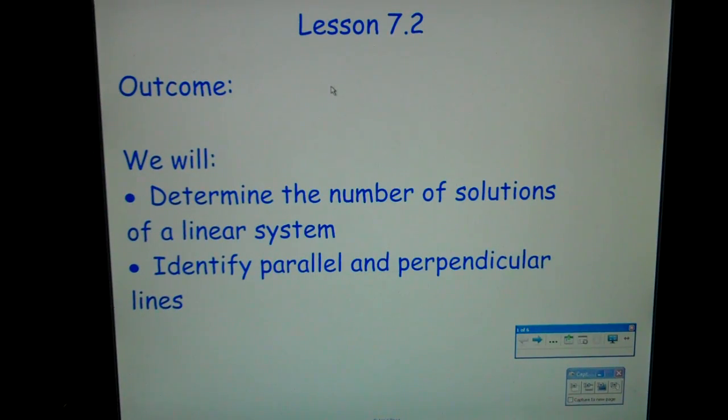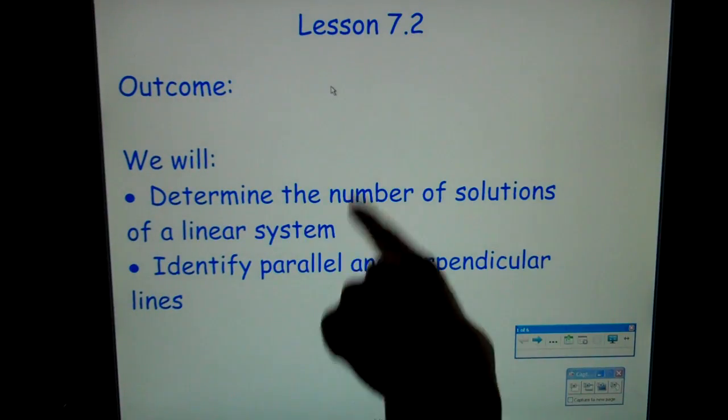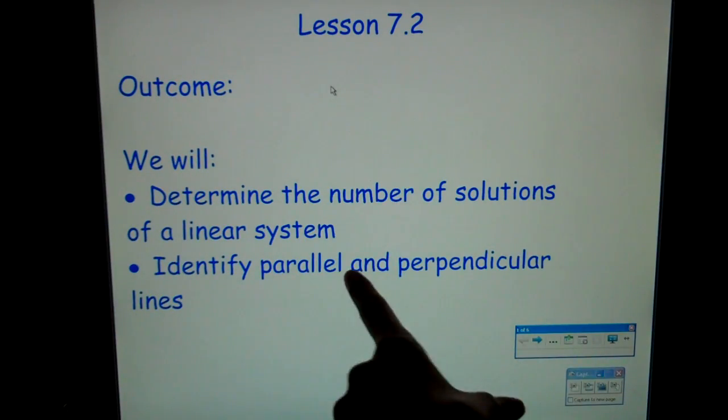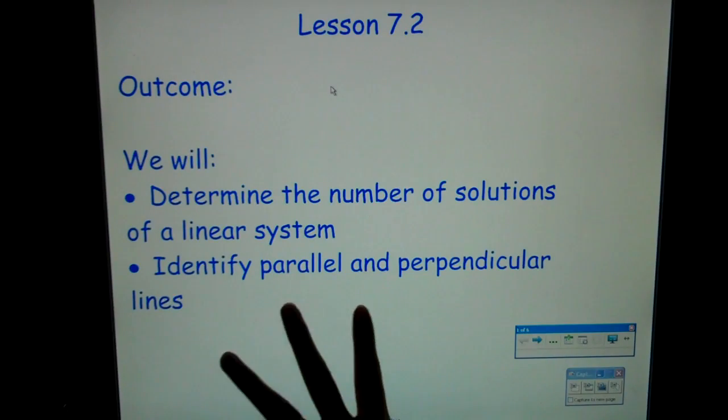Lesson 7.2, your outcome. Determine the number of solutions of a linear system. Identify parallel and perpendicular lines. I've noticed some of you have started to drop writing this. You don't write it anymore. You need to pause and write down your outcome.